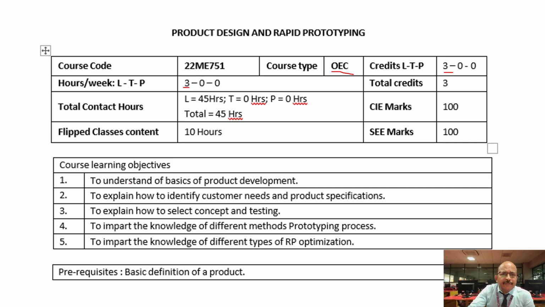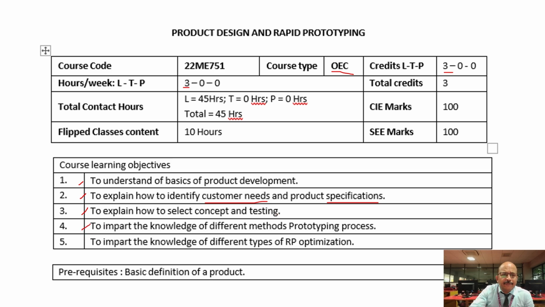The course learning objectives of this course, if you look at this: to understand the basics of product development, to explain how to identify the needs of the customer if you want to improve the product or develop a new product, and how to generate the product specifications for a particular product depending upon the customer needs. Then the third course learning objective is to explain how to select a concept and test it for that product.